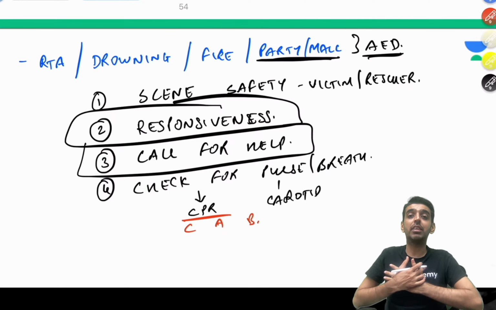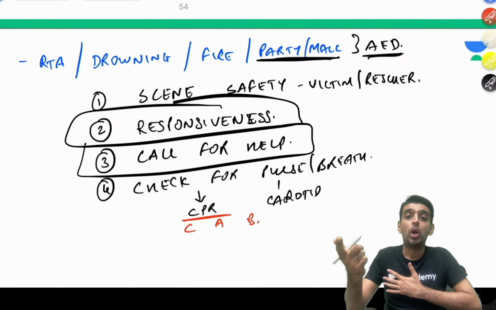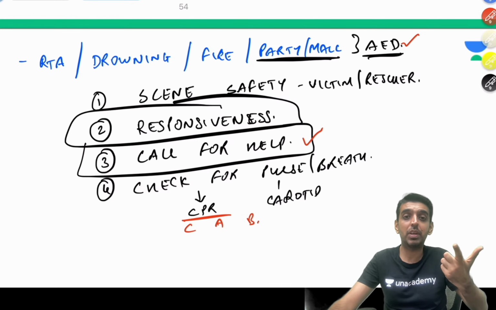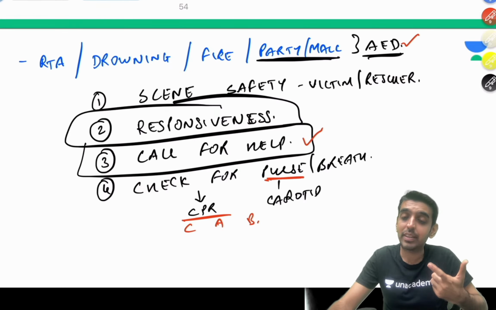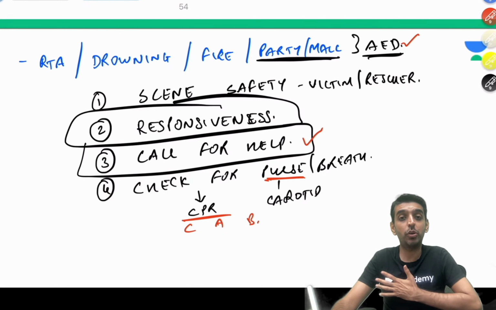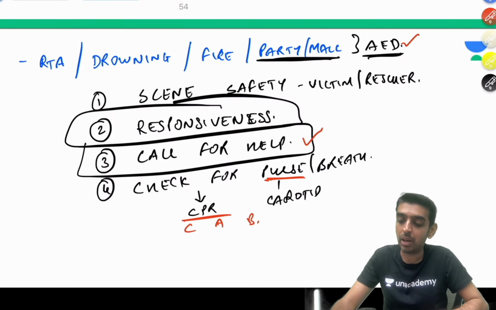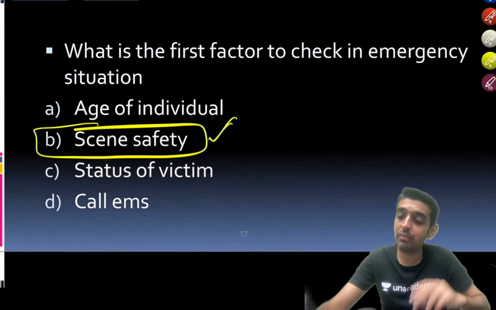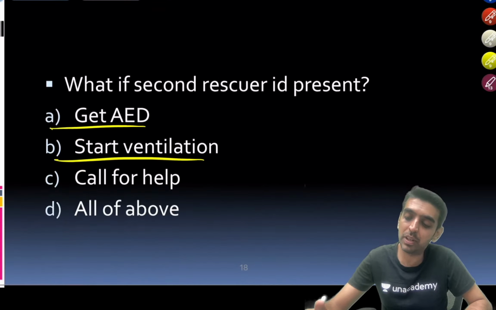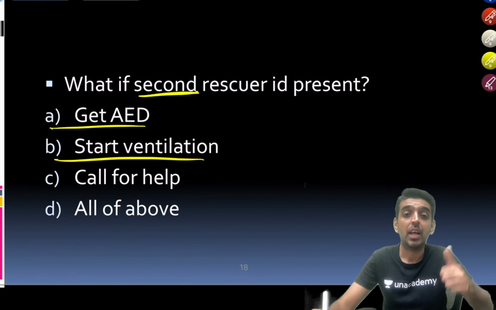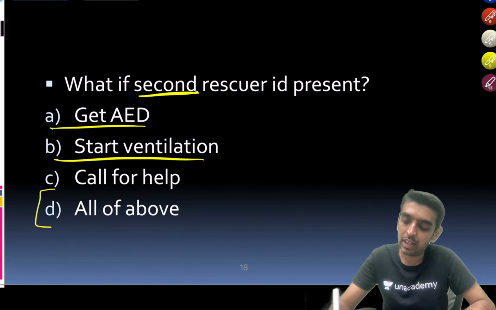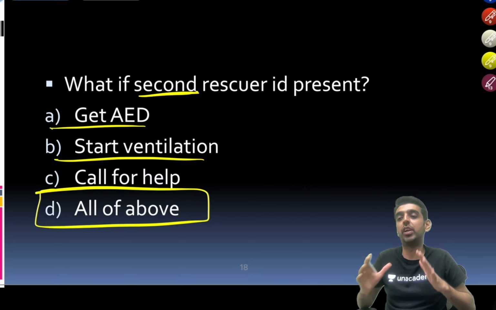Suppose you are doing chest compressions, what will your friend do? Your friend will call for help. He will get the AED if it is present. He will also check for pulse simultaneously while you are doing CPR, as well as give mouth to mouth breaths to the patient. So what if a second rescuer is present in an emergency scenario? He will start ventilation, call for help, get the AED. The answer is he will do all of the above.